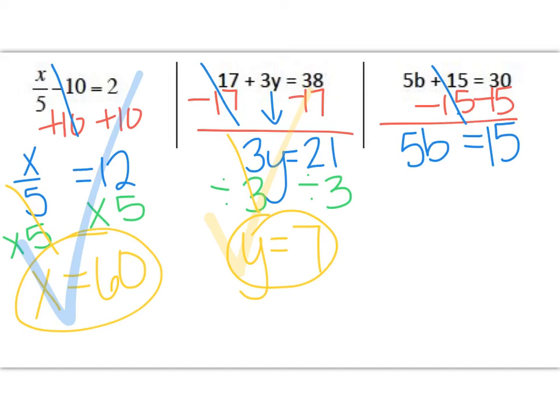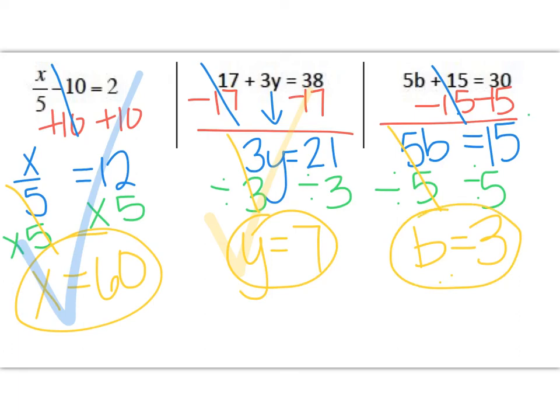Now I notice that 5 is multiplied by b. So in order to undo that, I need to divide since we're multiplying, and we're going to divide on both sides. And then let's take our cancellations. So multiplying by 5 and dividing by 5, opposite operations cancel. Bring down the b. Bring down the equal sign, and then 15 divided by 5 is 3.